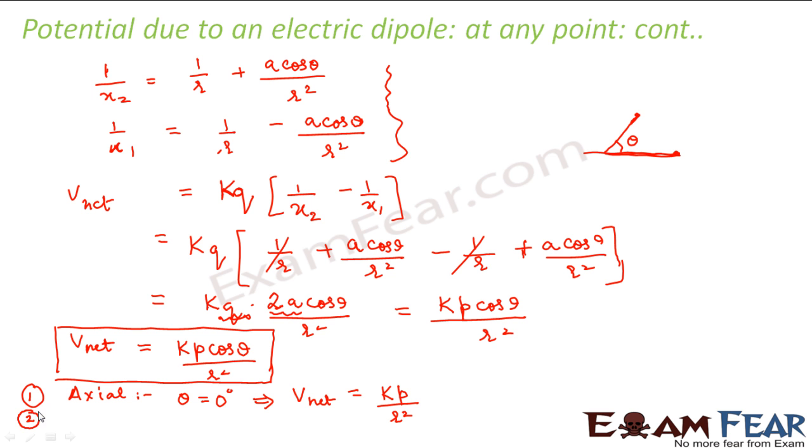Now let us look at the equatorial point. For an equatorial point, what would be the value of theta? The equatorial point would be somewhere here, so the value of theta would be 90 degrees. What is cos 90? Cos 90 is 0. Therefore cos theta will be 0, and therefore V net will be equal to 0. So we verified that the values which we obtained for the potential at the axial as well as equatorial point match with what we derived here. So that is all about your electric potential.